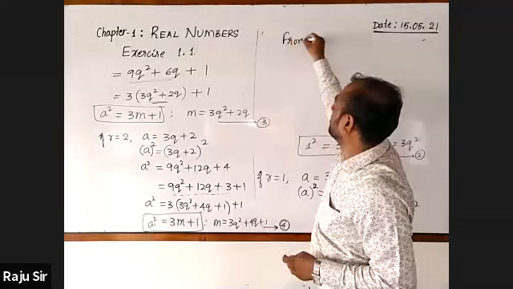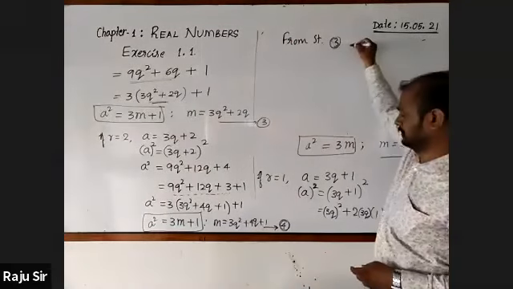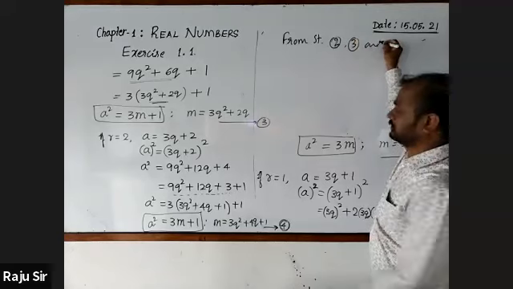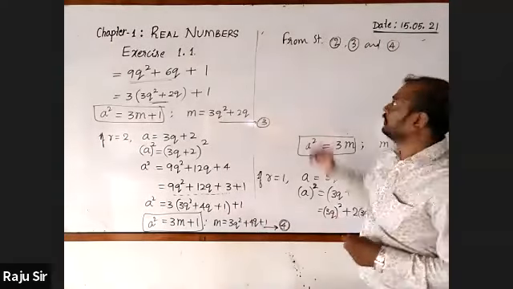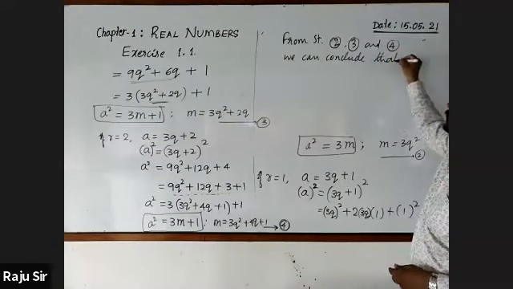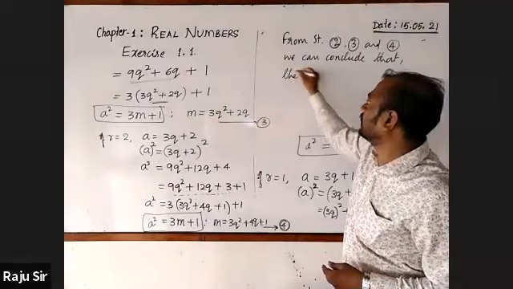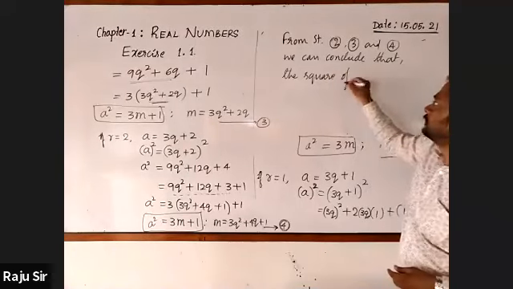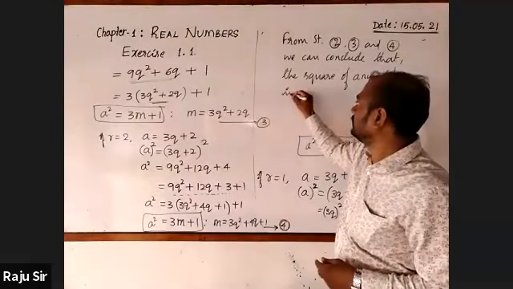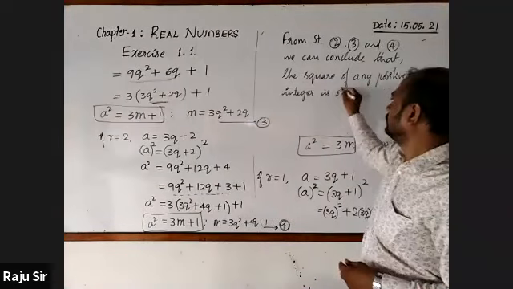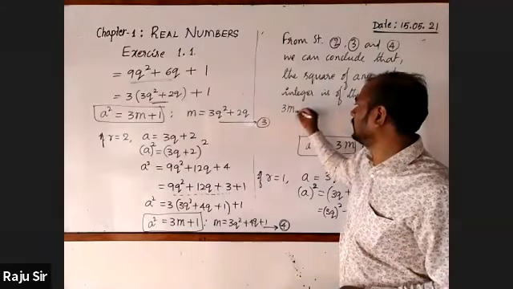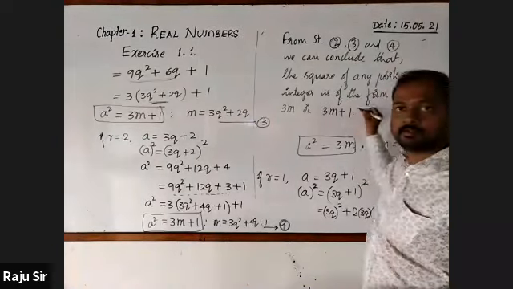Now, write the conclusion. From statements 2, 3, and 4, we can conclude that the square of any positive integer is of the form either 3m or 3m plus 1.